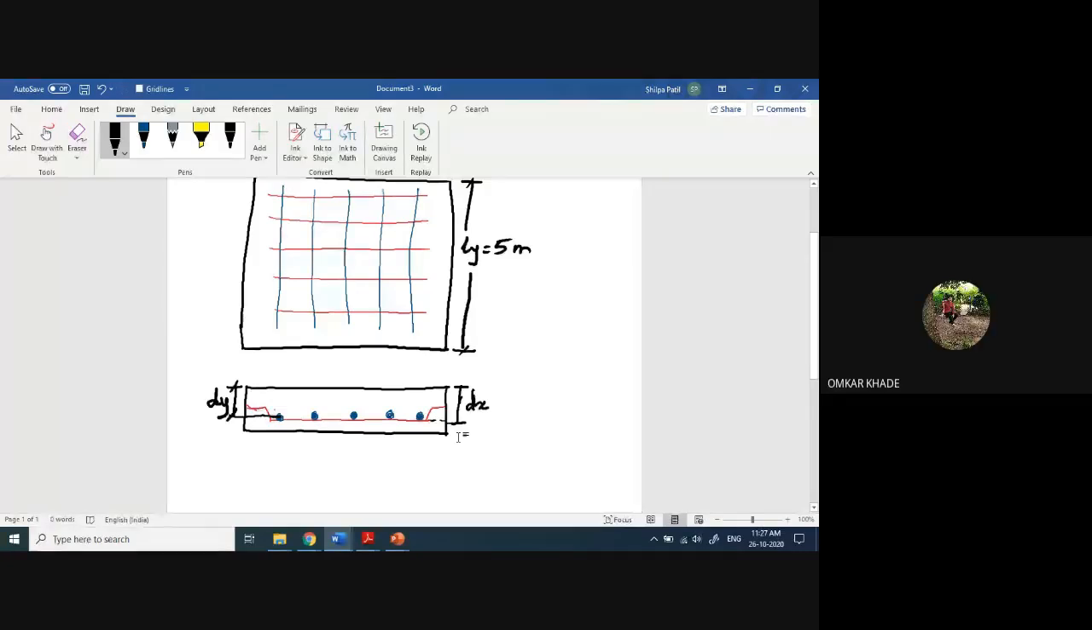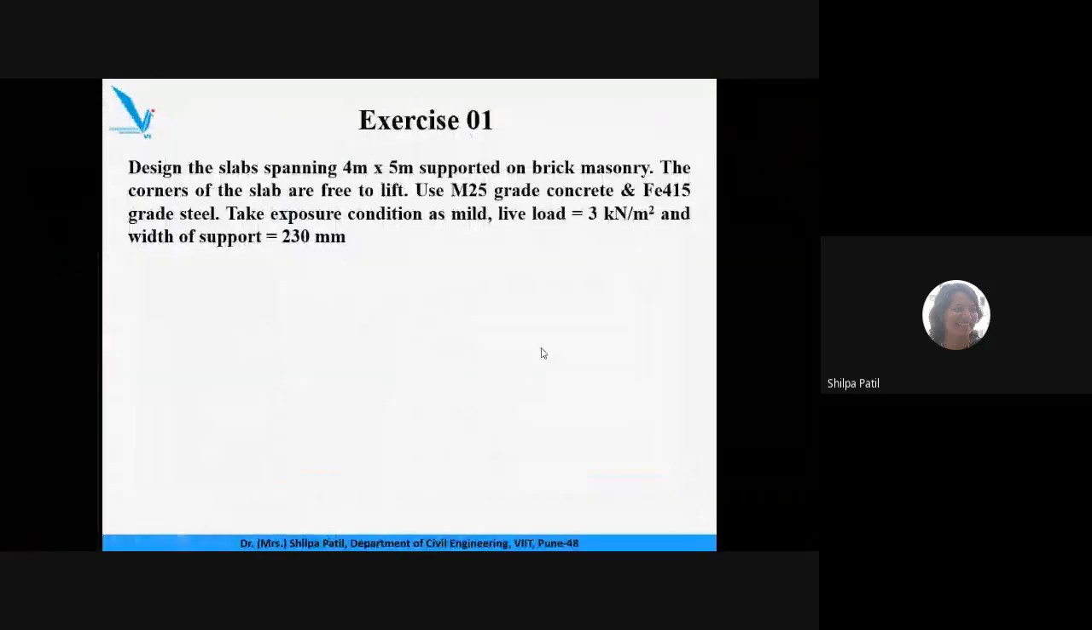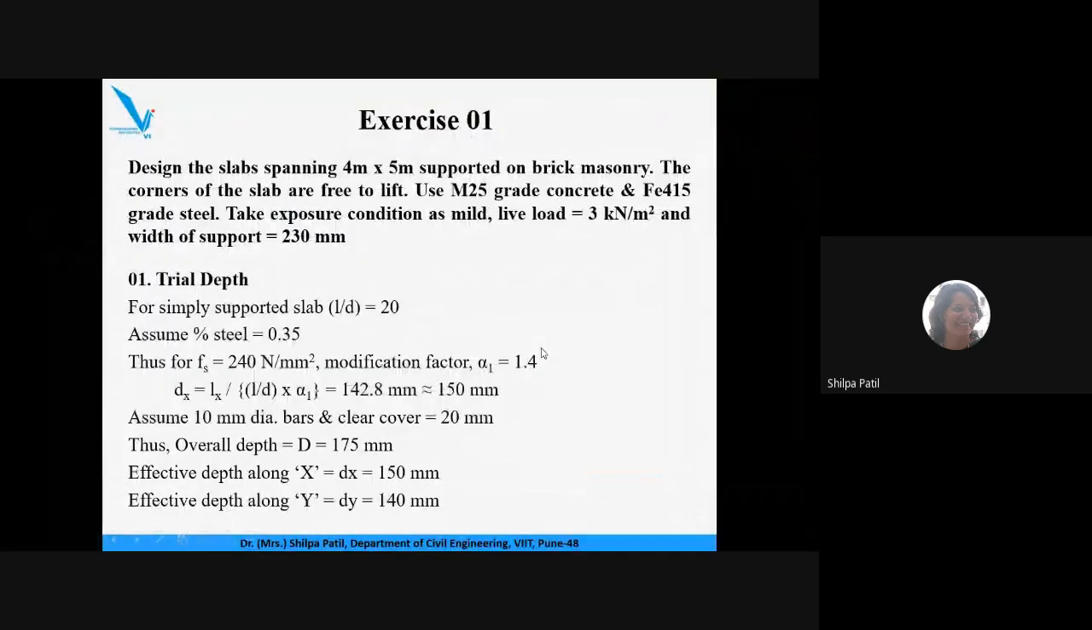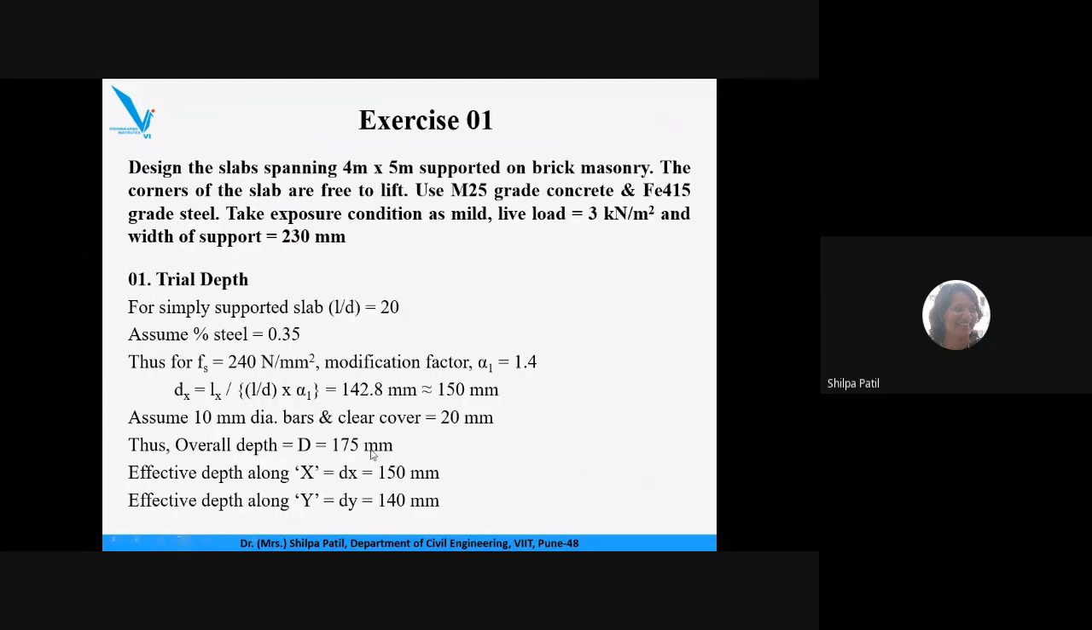Yes, ma'am. Okay, because every time you may get a query that why dy is different than dx, and as we are constructing the same two-way slab, why are these depths different? So this is the reason why dx and dy are different in the same slab. So this is how we calculated the effective depth. Now the overall depth is provided the same. Overall depth will be 175 throughout the slab.